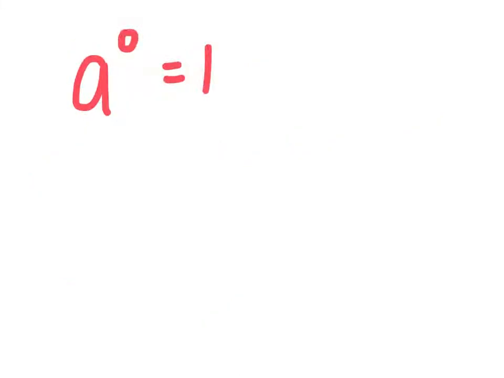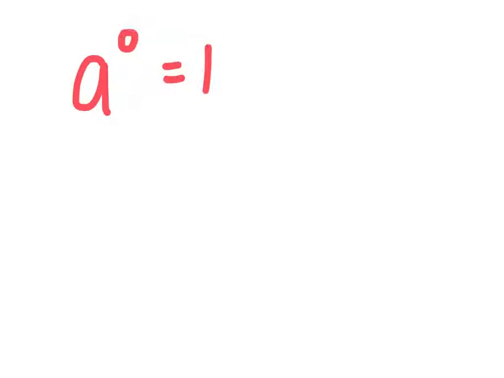The next rule is a to the power of 0 equals 1, and that means that any number apart from 0 that is to the power of 0 will equal 1. This means that 3 to the power of 0 would equal 1, 500 to the power of 0 would equal 1, 1,598,000 to the power of 0 would equal 1.